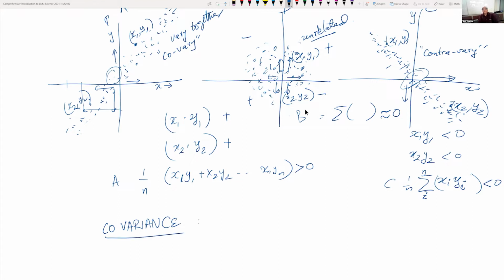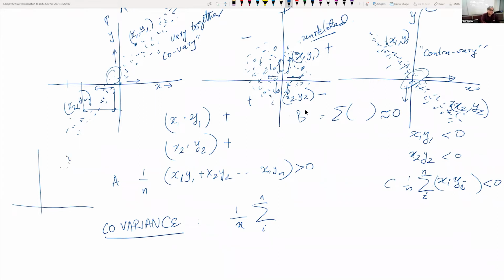Covariance is therefore 1 over n, summation i up to n, of this. But there is one catch to it. You notice that I cheated. I made them all centered around the origin. But data may not come centered around the origin. So this is actually not the real thing.